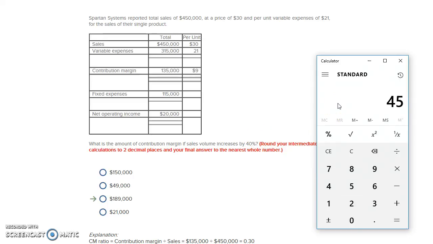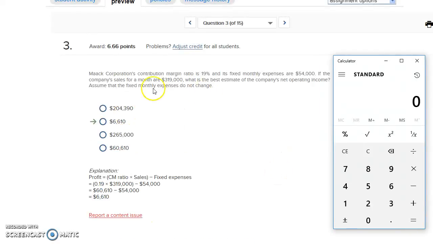I'm going to take the sales volume of 450,000 and I'm going to multiply it by 1.4. So my sales, if it increased by 40%, would be 630,000. My variable expense, again, 315,000 times 1.4 will be 441. So let's just take 630,000 minus 441. So that would be 189. Okay. So the contribution margin ratio is 19%.